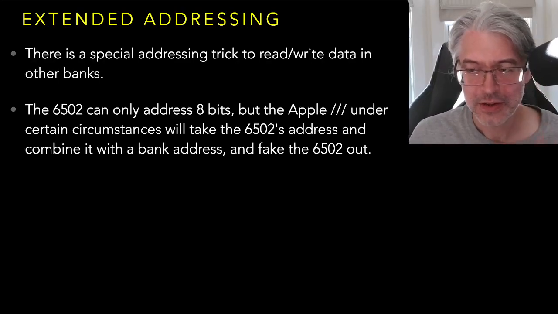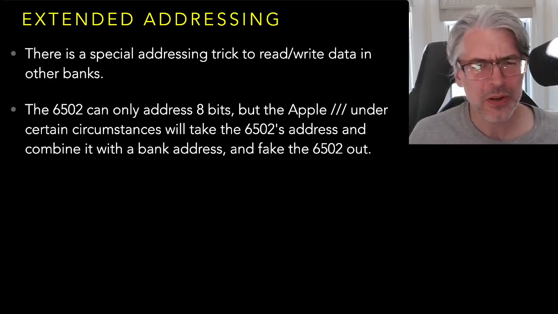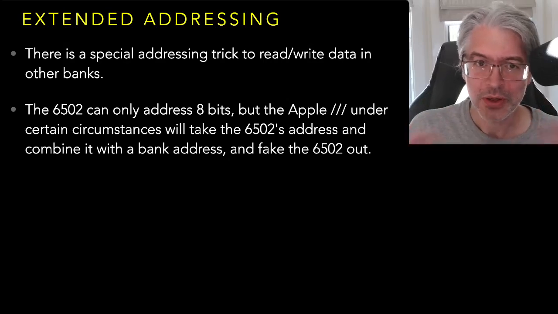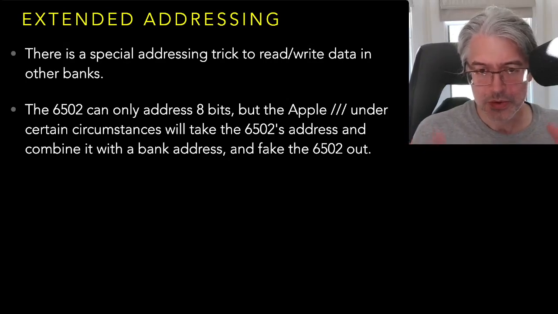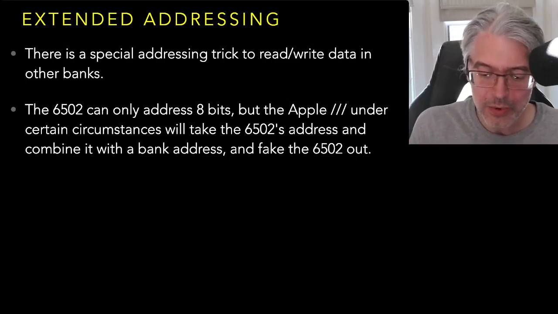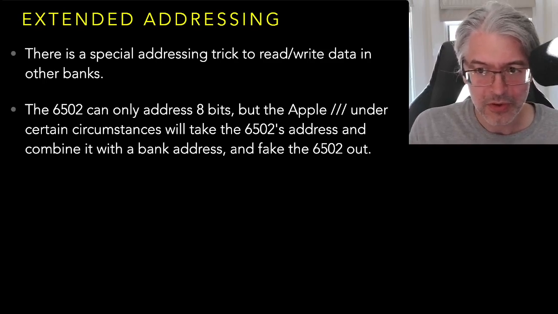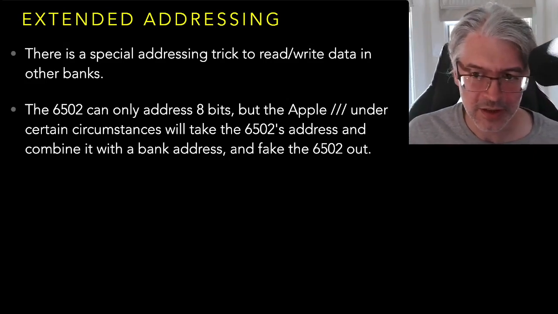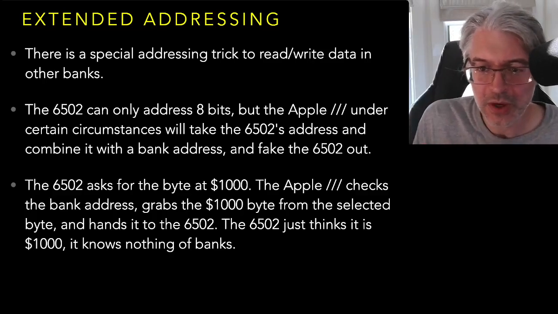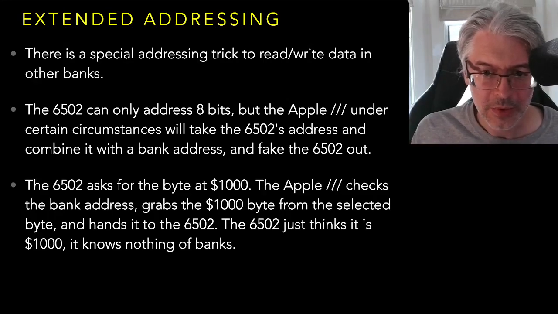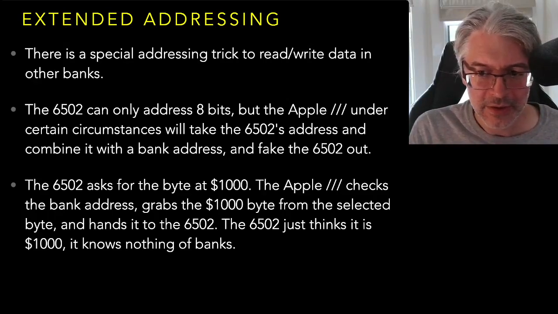There's one other way that you can get at memory, and I'm calling it extended addressing. I'm not sure if I made that up or not, but it's an addressing trick that lets you read or write data in other banks. So the 6502 fundamentally only addresses 8 bits, but what the Apple III will do is look at what the 6502 is asking for, and say, I'll give you this instead. It'll fake out the 6502 by giving it something other than what it asked for. So if the 6502 asks for a byte at 1000, the Apple III could check the bank address, grab the 1000 byte, and hand it to the 6502.